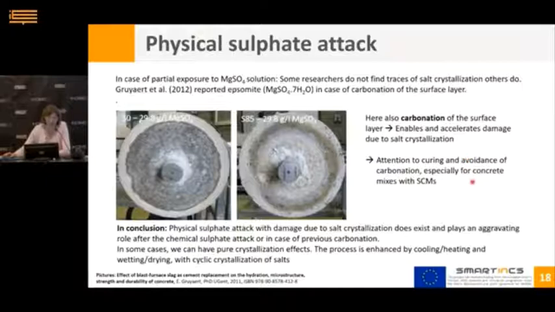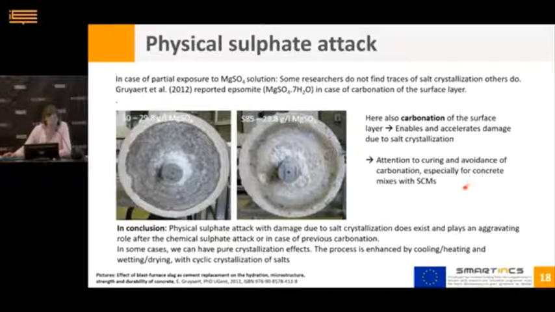And of course, this leads to the fact that we should always take care, as I already said in the previous section also, for a good curing, so that we can avoid as much as possible carbonation also, especially for these concretes with these SCMs.